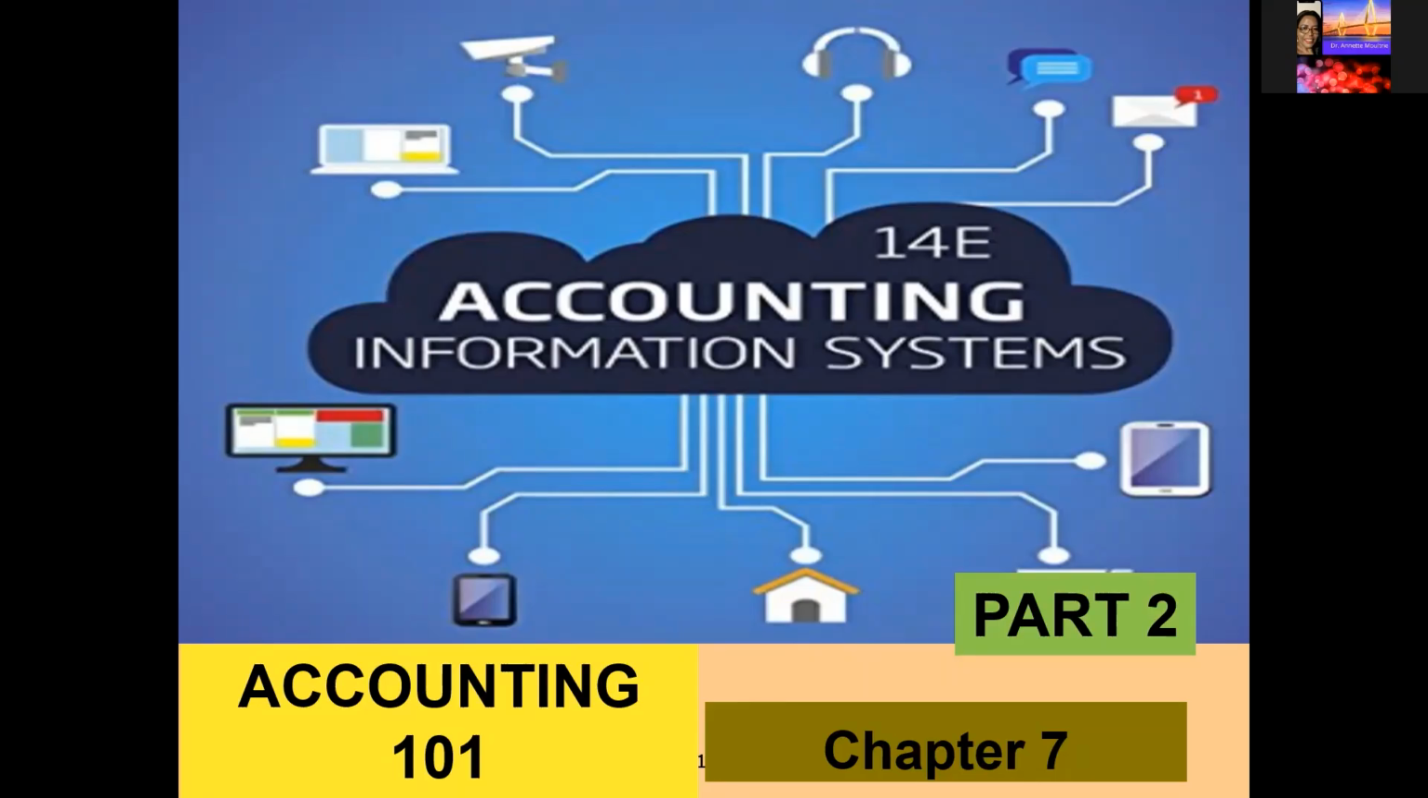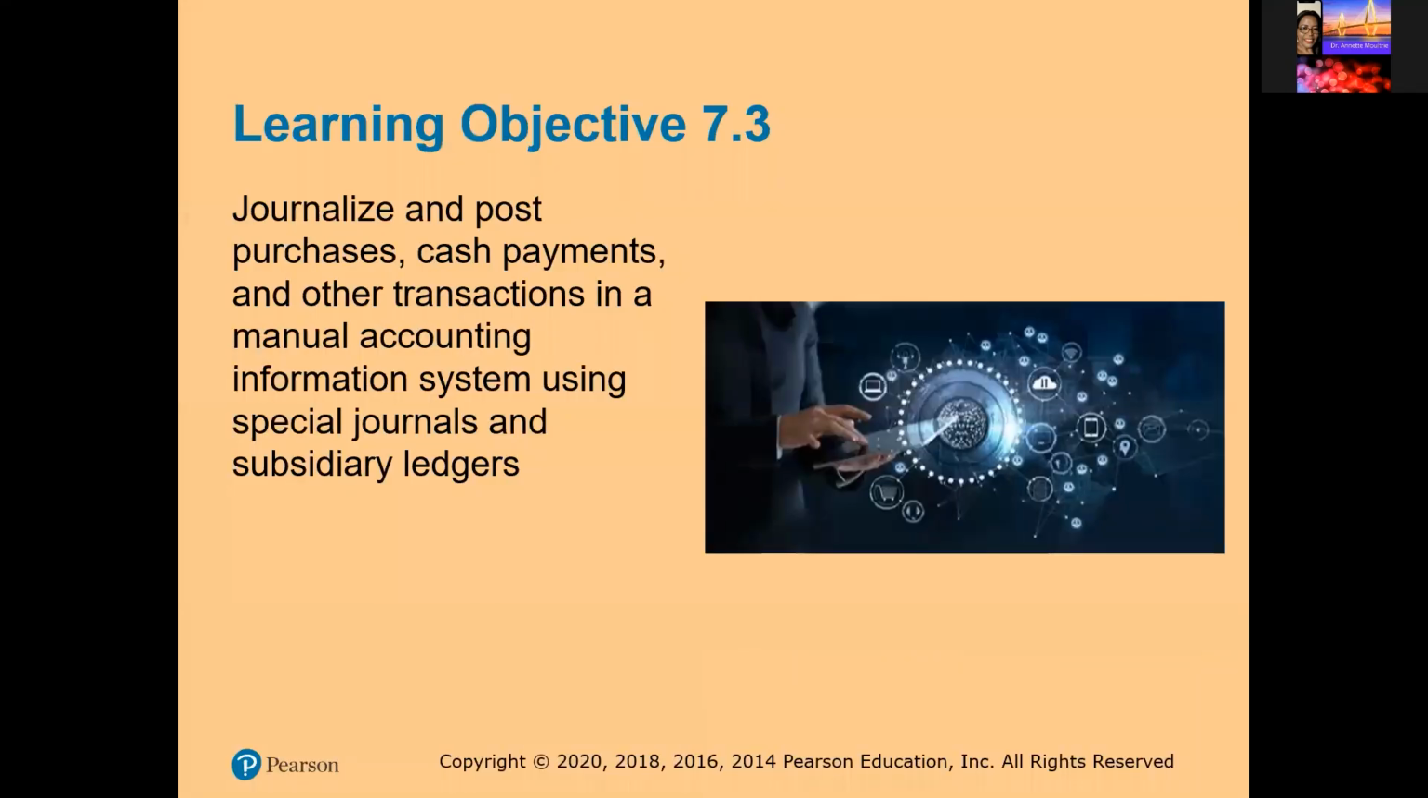Here we begin part 2 of chapter 7, the Accounting Information System. We will begin with learning objective 7.3: Journalize and post purchases, cash payments, and other transactions in a manual accounting information system using special journals and subsidiary ledgers.